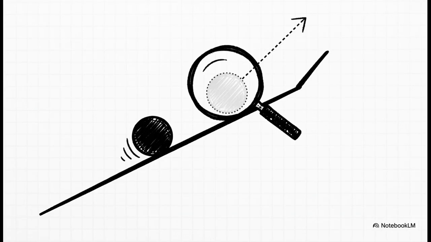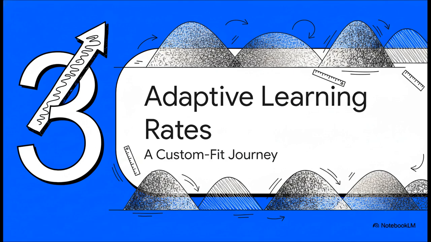But wait, we can make this ball even smarter. There's an approach called Nesterov Accelerated Gradient, or NAG for short. It's a really clever twist. Instead of just calculating the slope where it is right now, the ball first makes a jump based on its momentum, and then it looks at the slope from that new, future position. This gives it a kind of look-ahead superpower. So if it jumps forward and sees the hill is about to go up, it knows to pull back and slow down before it overshoots. Super smart.